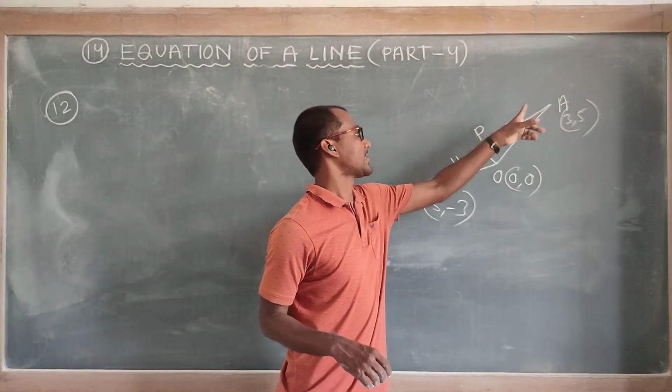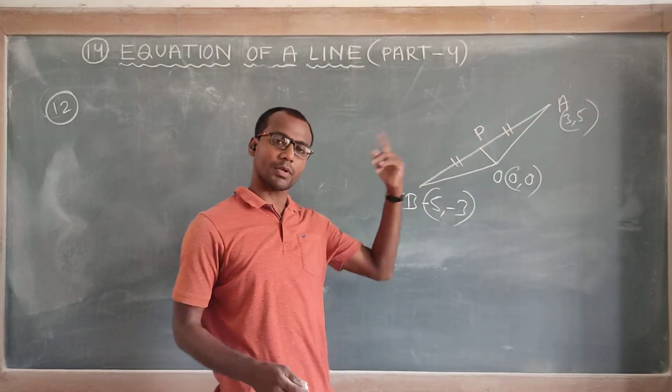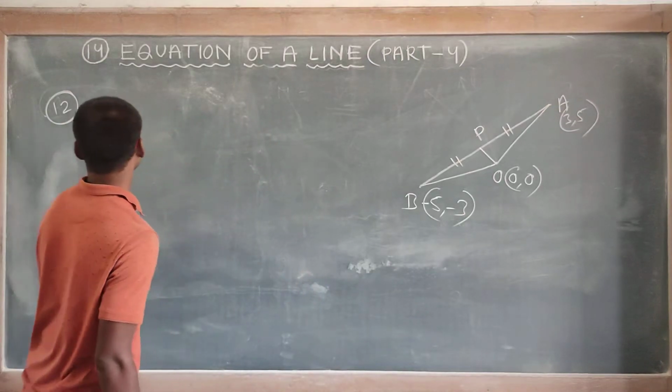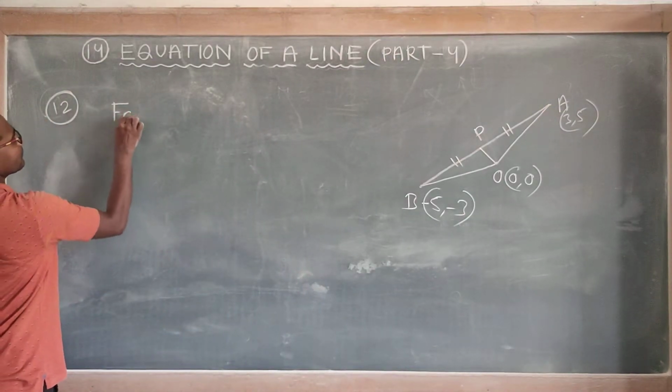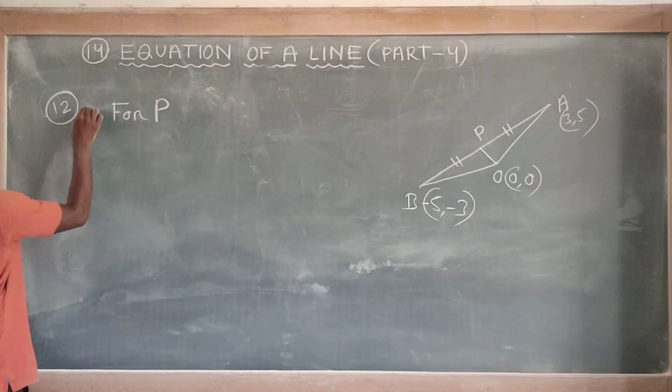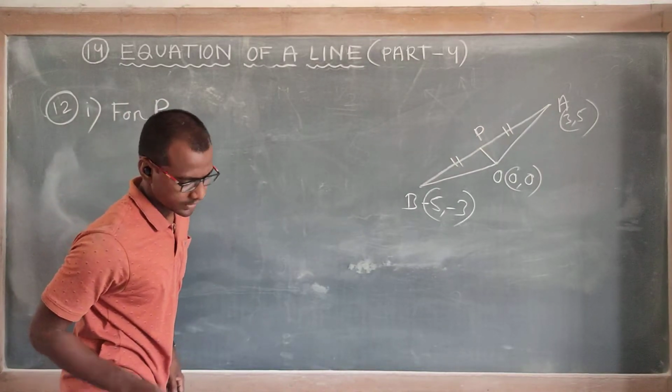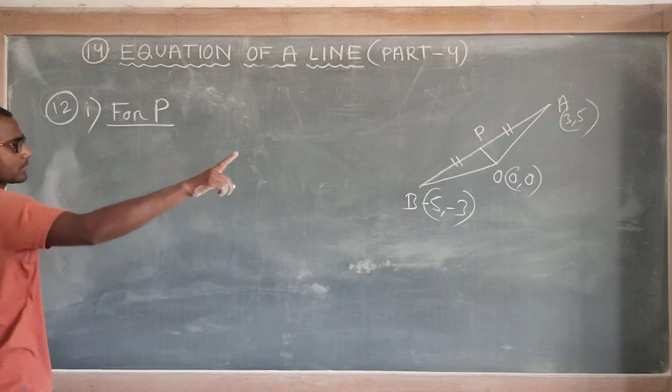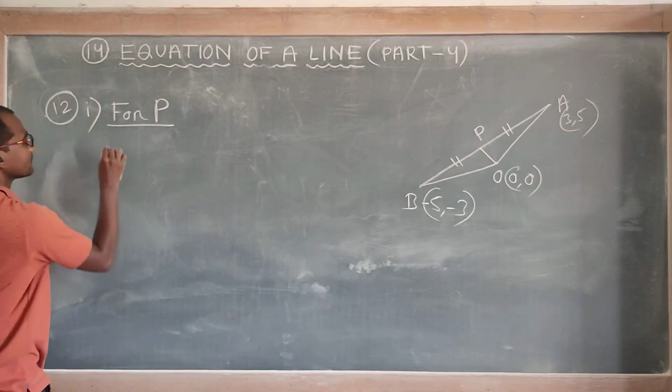P is the midpoint of line segment AB, so we can use the midpoint formula of the previous chapter. So use the midpoint formula for P. This is the first bit. I am going to find the coordinates of point P.